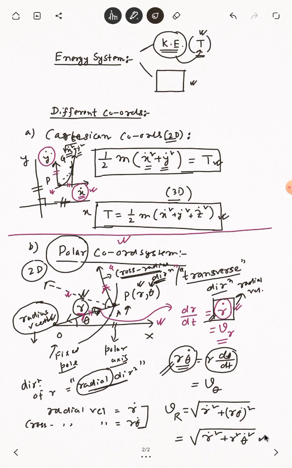Now using this velocity, we can easily derive the kinetic energy T in this coordinate system, that means in polar 2D, as half m into r dot square plus r square theta dot square.